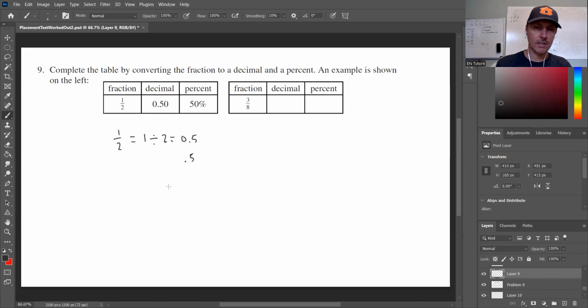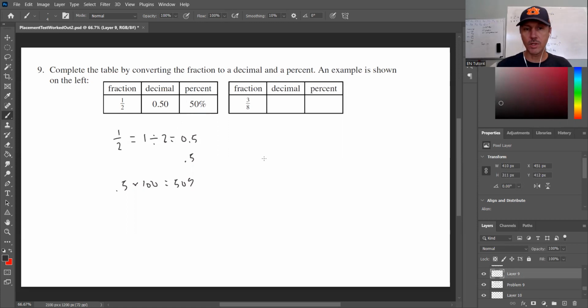Now that we have it in decimal form, to get the percent form, it's very easy. You just need to take that 0.5 and multiply that times 100. And when we do that, we get 50%. So that's where this number comes from here.